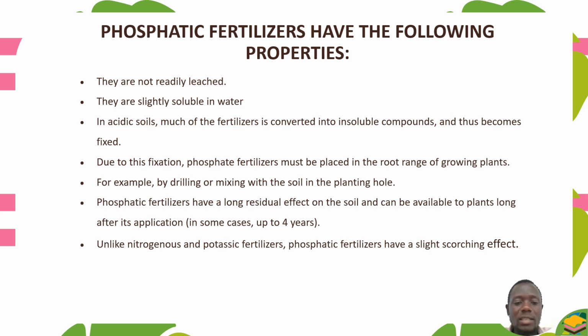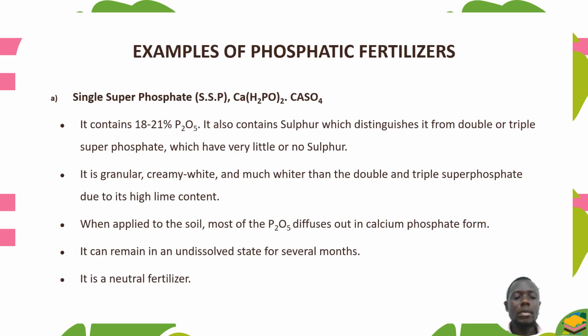Unlike nitrogenous and potassic fertilizers, phosphatic fertilizers have a slight scorching effect. What it means is they don't scorch the crop as compared to nitrogenous as well as potassic fertilizers, because nitrogenous and potassic fertilizers have a high scorching effect. So let's now look at examples of phosphatic fertilizers.